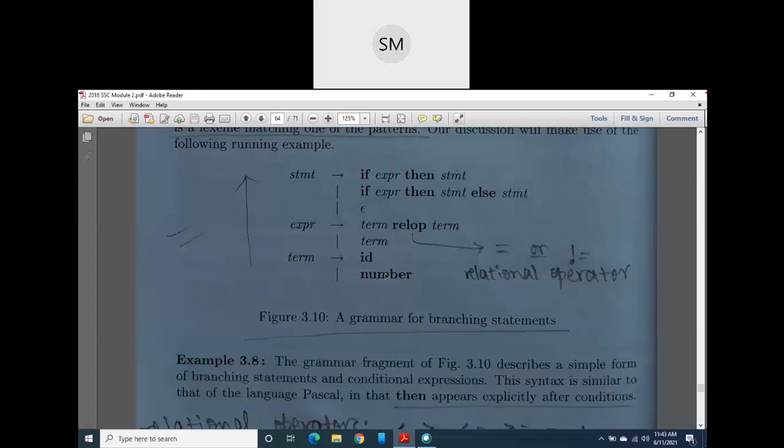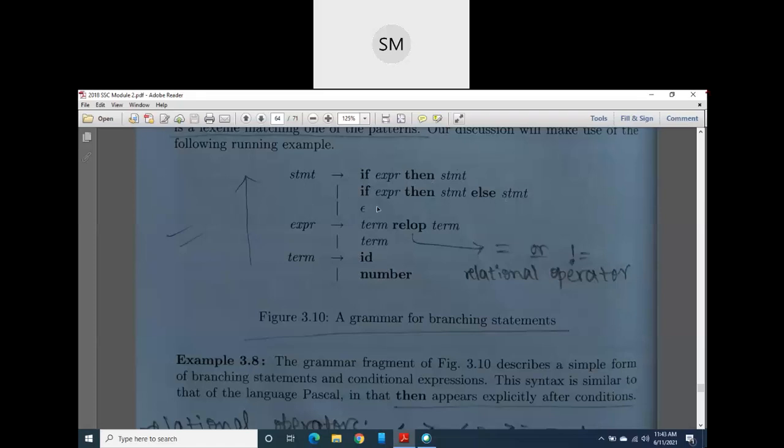So 7 rules are here for our branching statements. What are branching statements here? If statement and if else statement. See, for only these 2 branching statements, we have written these 7 rules. So what is a statement? The possibility of a statement may be like this: if, then, else, or else it may be only the empty string also.